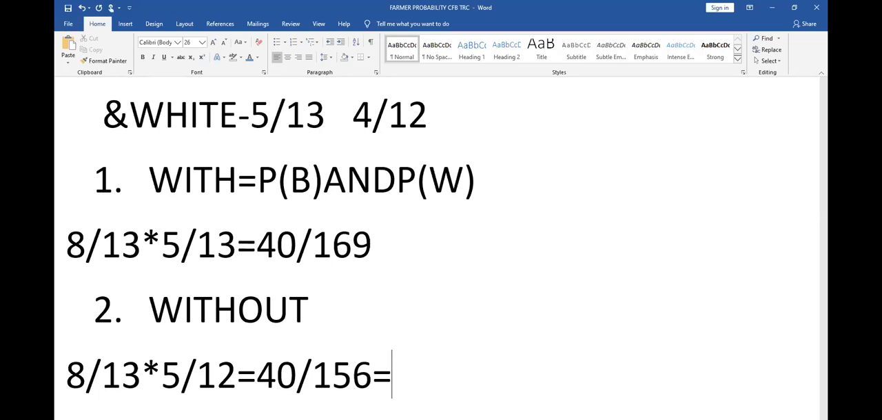56 divided by 4. 39, yes. So by 4, 10. By 4, 39. I'm sure it cannot go below that. So that is what you get without a replacement.